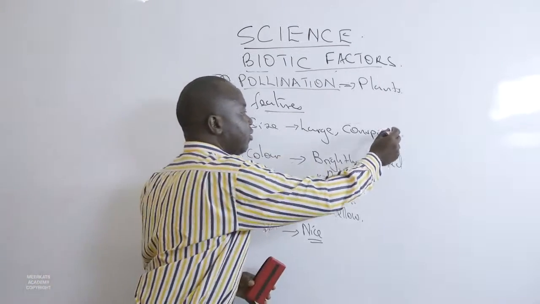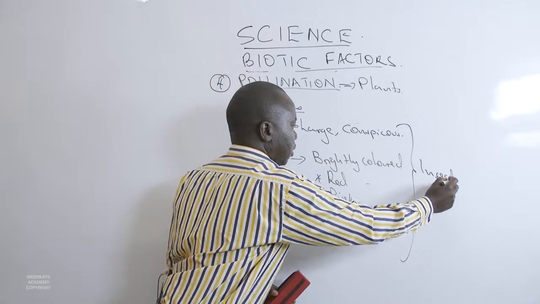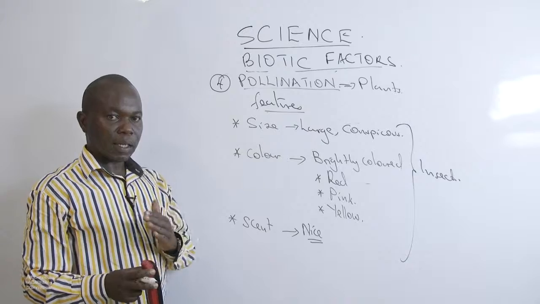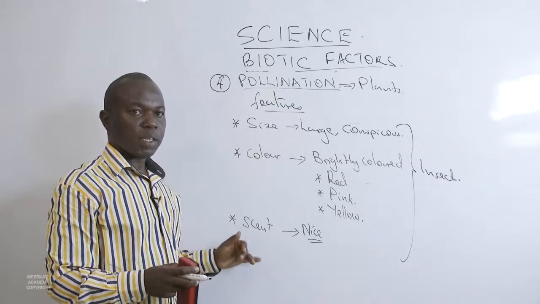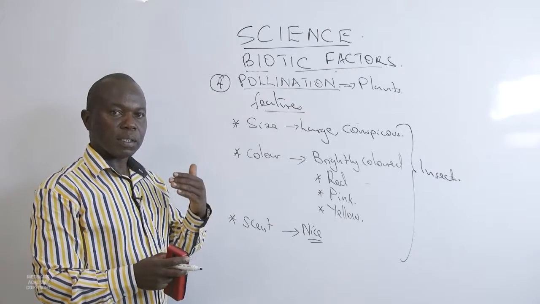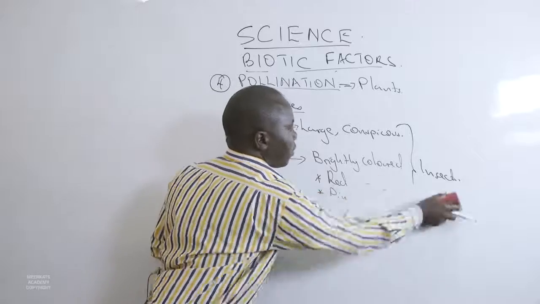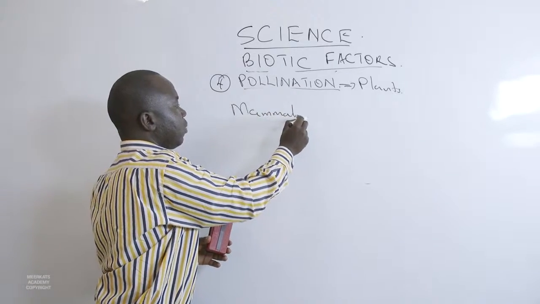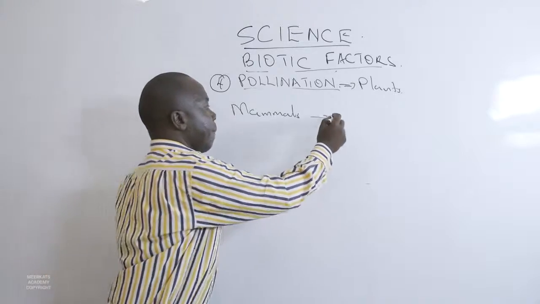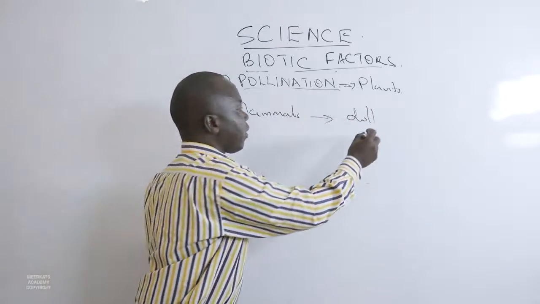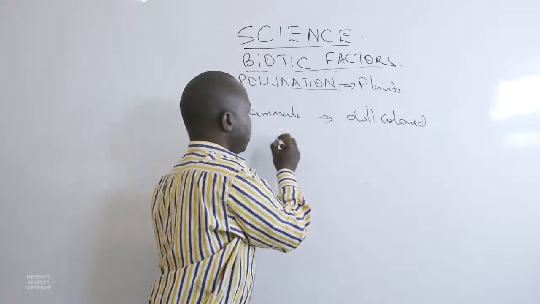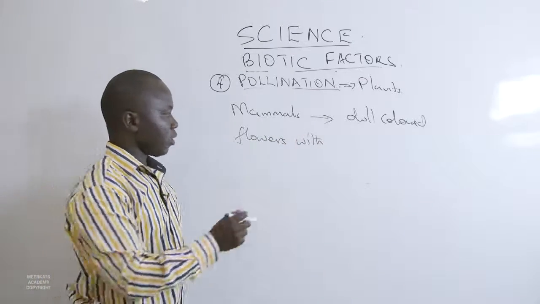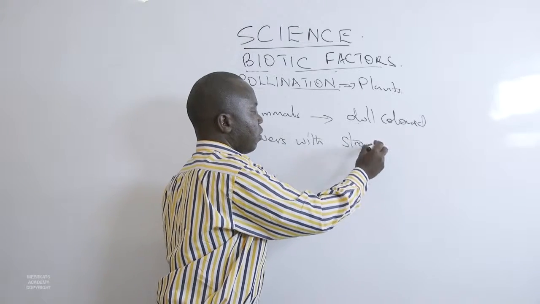But this is majorly for insects. There's a slight difference with mammals, in that mammals would be attracted by slightly dull colored flowers, but with strong odor. Maybe it's producing some smell. So for mammals, they are attracted by dull colored flowers, but those flowers with strong odor.